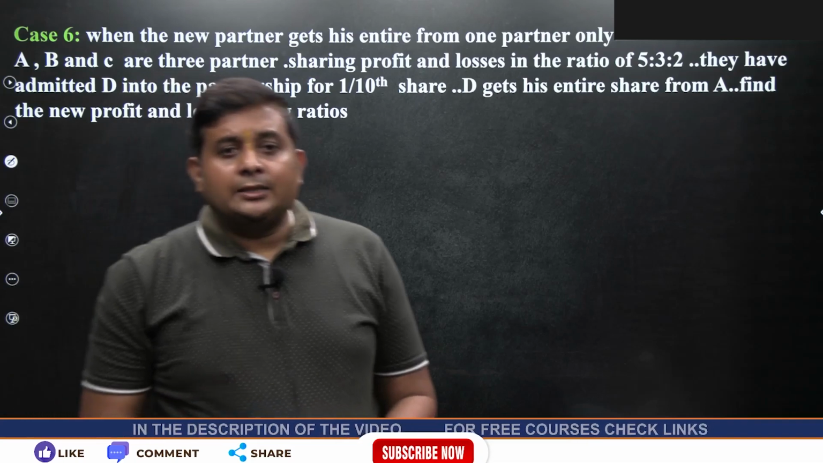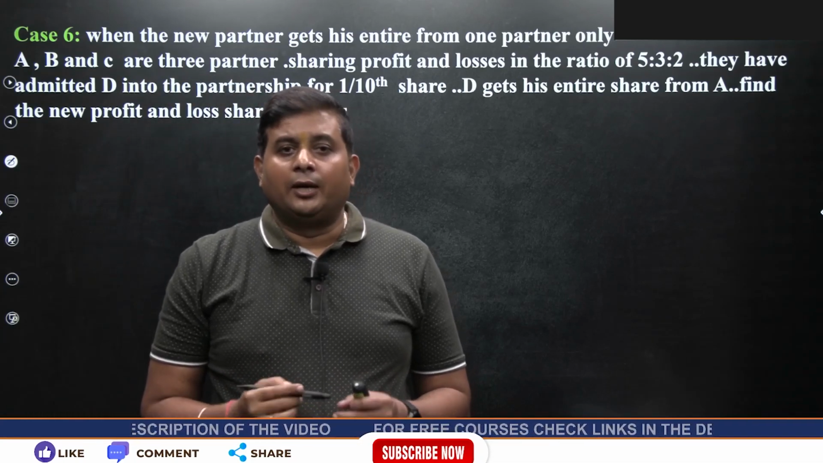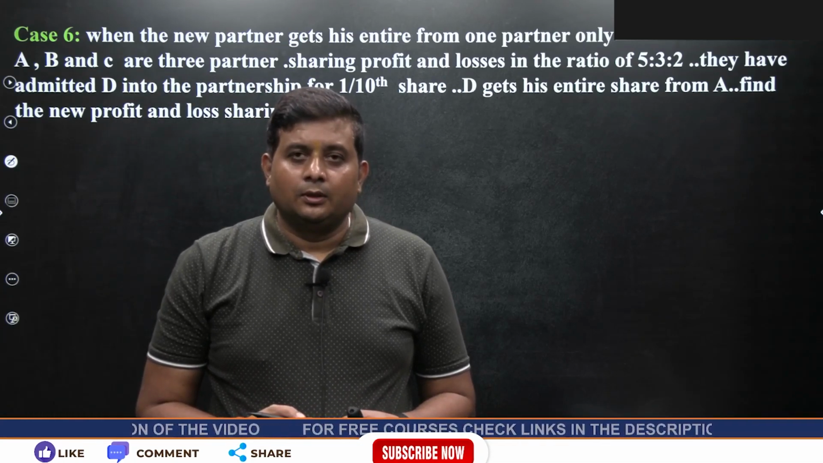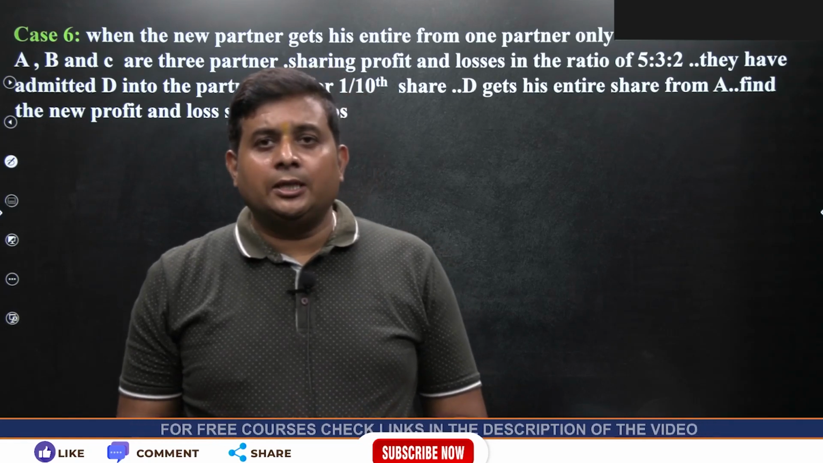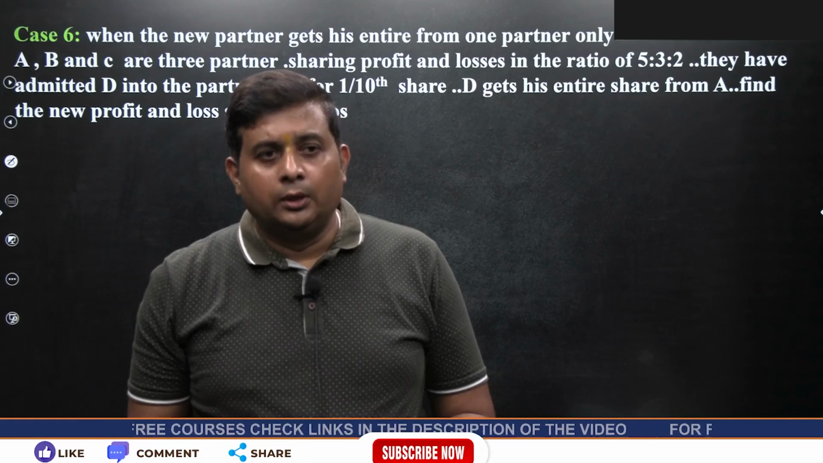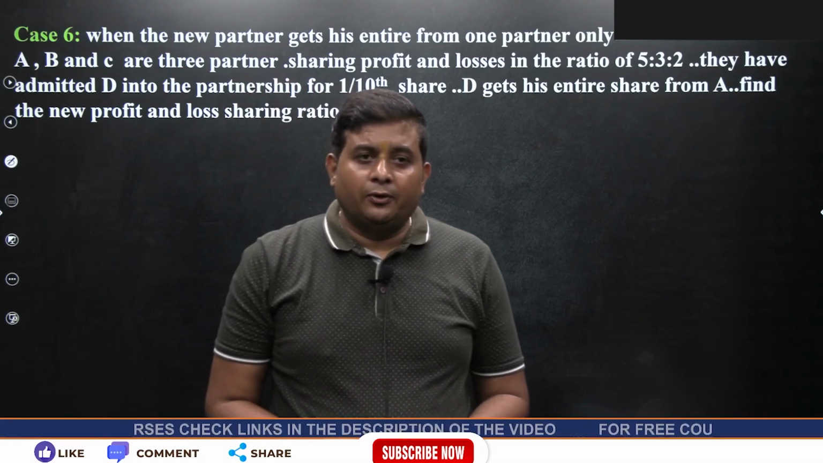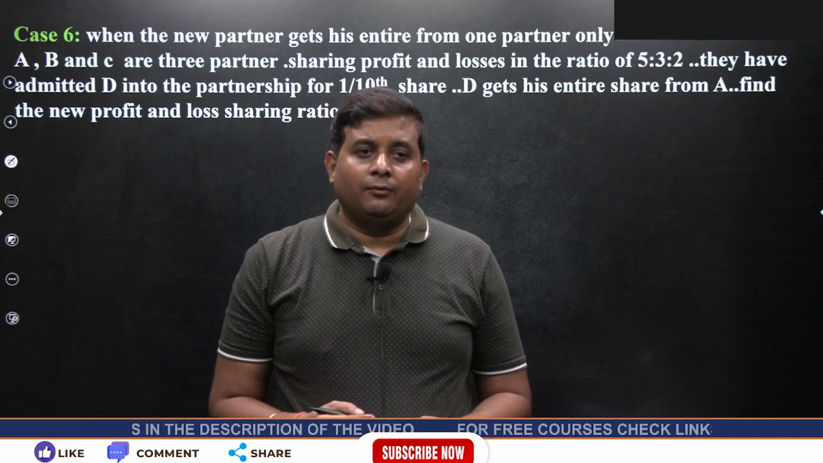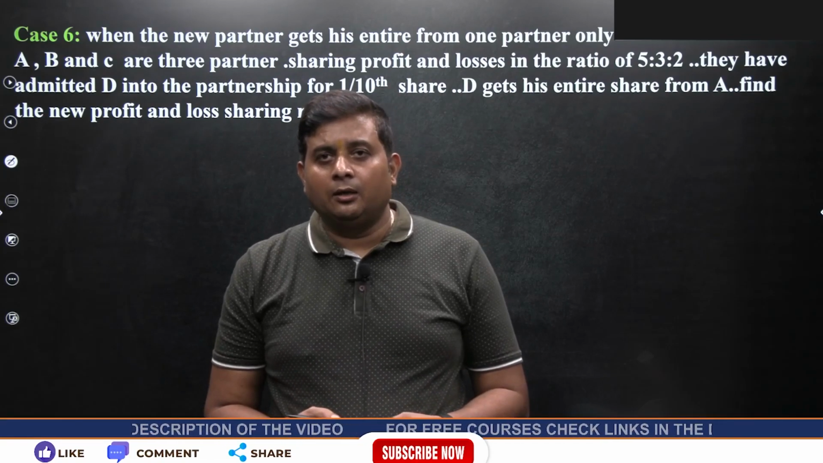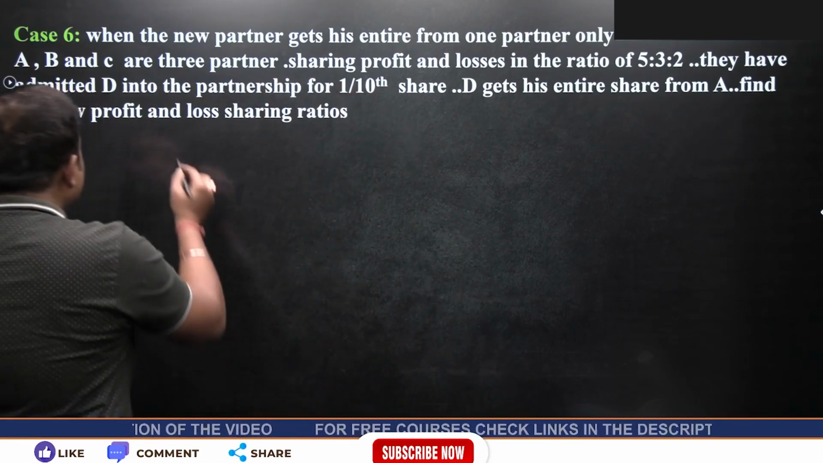When the new partner gets his entire share from only one partner. I have taken an example that A, B and C were the three partners having a share of 5:3:2. They admitted D into the partnership firm for 1/10 share, and D gets entire share from A. Find the new profit and loss sharing ratio. Let's find it out. So this is a very simple question.